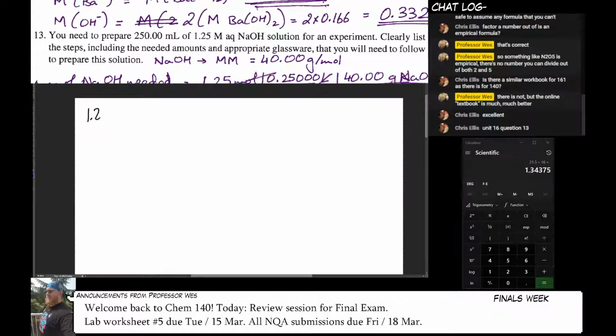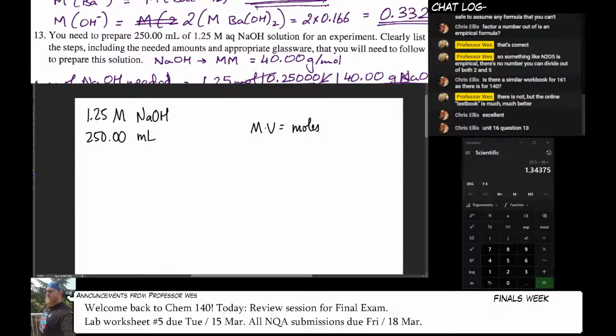I need this molarity, and I need this volume. And I know that M times V equals moles. So if I multiply these together, that would tell me how many moles of solid sodium hydroxide I have. Now, it doesn't actually say in the problem that sodium hydroxide is a solid, but it can't be a dilution because you're not being given a stock solution, right?